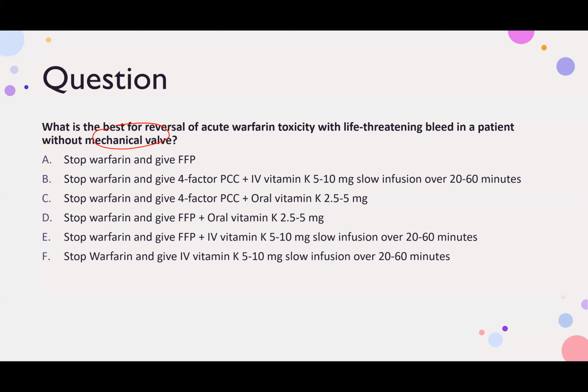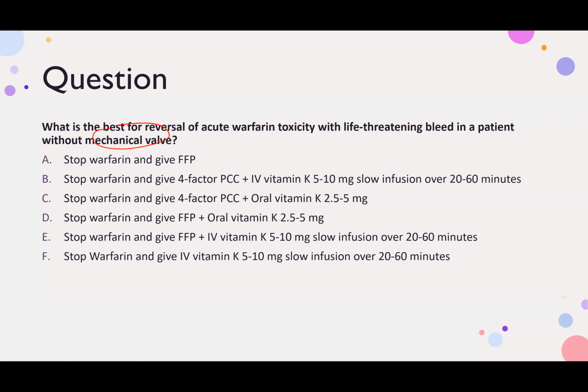طيب تمام. So what do you think the answer is here? What will you do? Patient جاء وعنده high INR و life threatening bleed. طبعا the most common wrong answer is going to be fresh frozen plasma. I know it's present in the textbook maybe, but however fresh frozen plasma is out of favor.